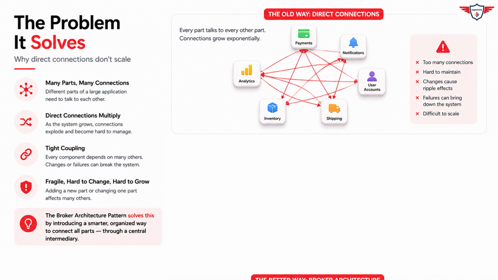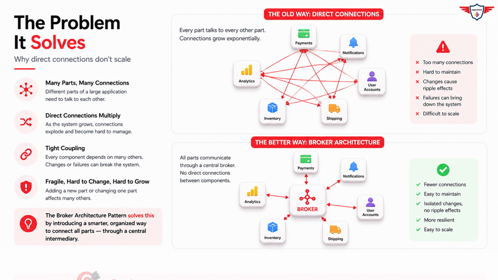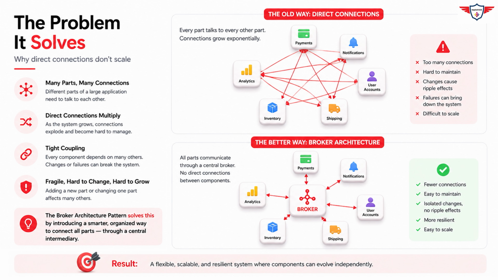Before we explain what the broker pattern is, let us understand the problem it was designed to solve. Imagine you are building a large software application. Your application has many different parts. Maybe one part handles payments, another handles notifications, another manages user accounts, and yet another handles shipping. Each of these parts needs to talk to the others. In the early days of software, developers would connect these parts directly to each other. The payment system would reach out directly to the notification system. The notification system would reach out directly to the shipping system, and so on.